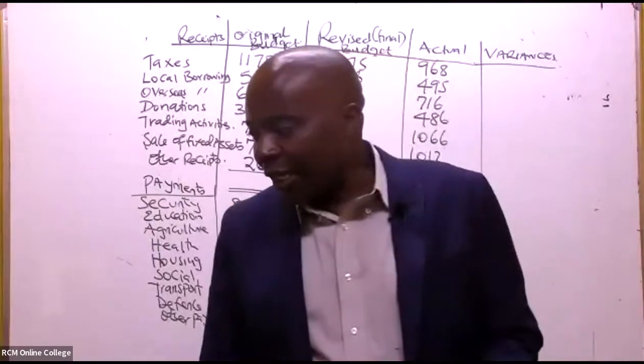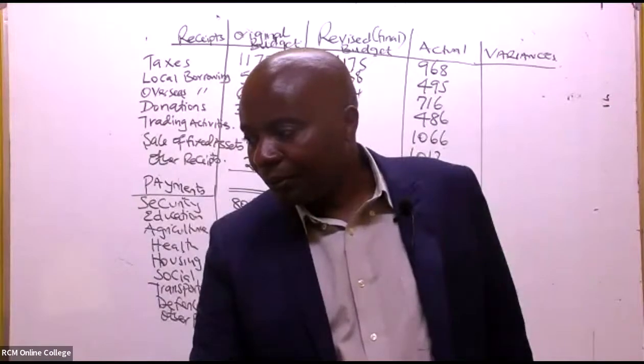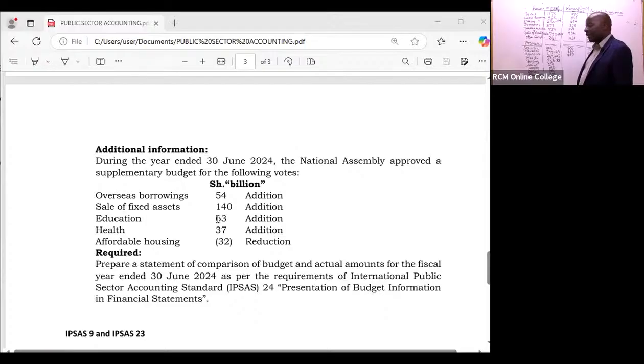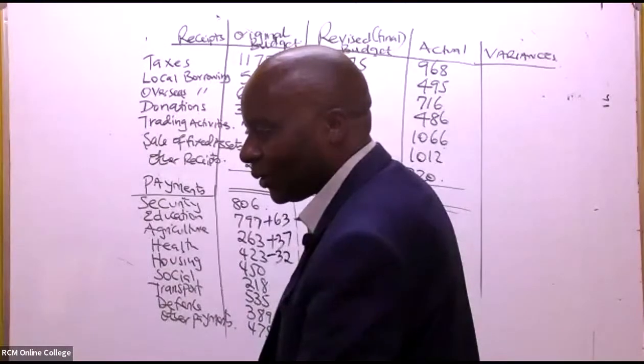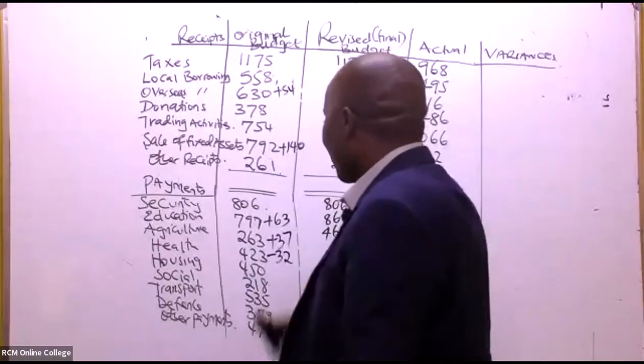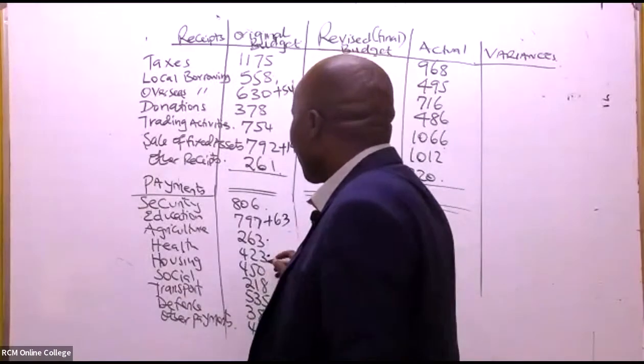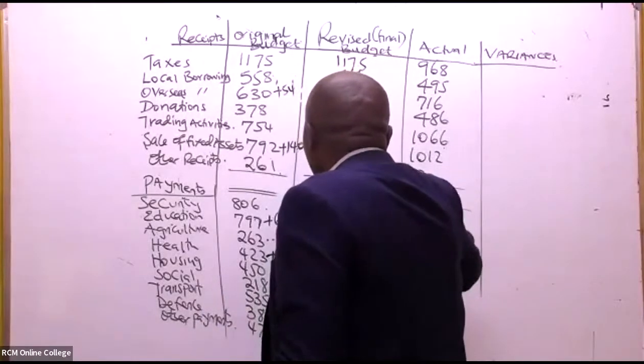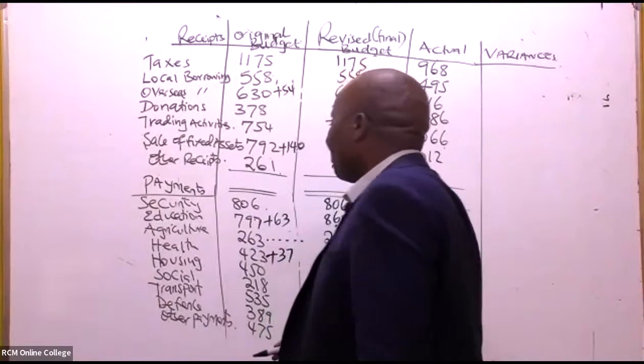Additional information. Okay, let's go back to the additional information. It spoke of education, plus 63. And then we have health. Oh, there is one figure that I skipped, because of how I'm writing here. So this is supposed to be for health. Health is 37. Great. Agriculture, no changes. Health is where we have plus 37. For agriculture, we have here 200, 263. No changes recommended.